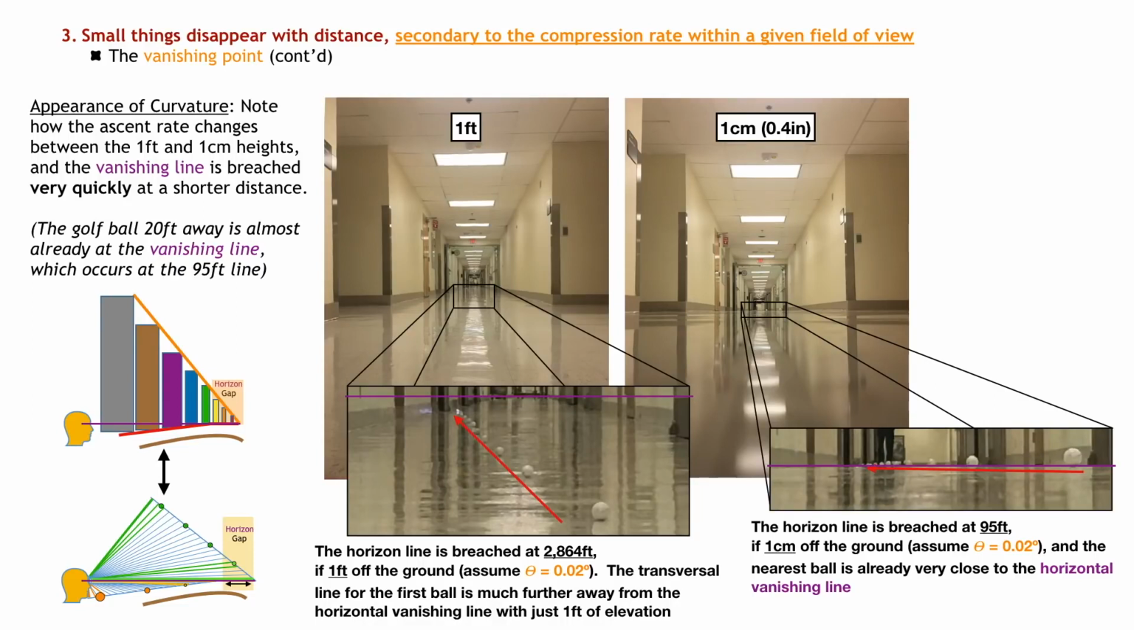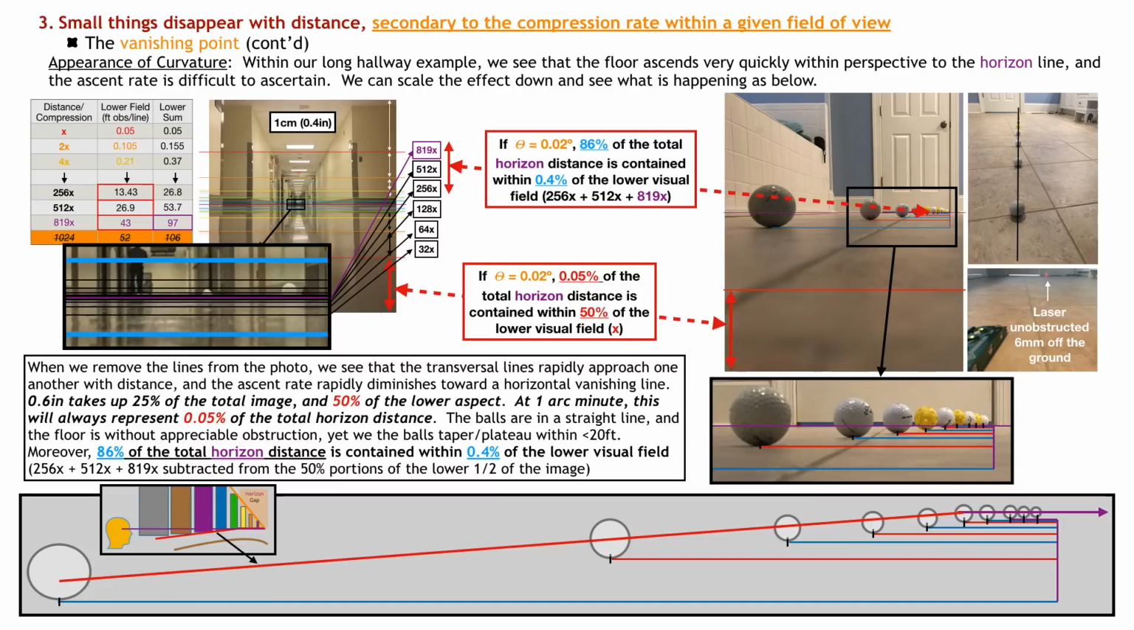Now I go down to 1 centimeter, and the horizon line is breached at 95 feet away. Okay, it doesn't even reach the end of the corridor, which is 400 feet away. So other things to consider here within our long hallway, we see that the floor ascends very quickly, again, within horizon to that horizon line if we lower our eye height, and the ascent rate can be difficult to ascertain, but we can scale the effect down and see what is happening, okay?